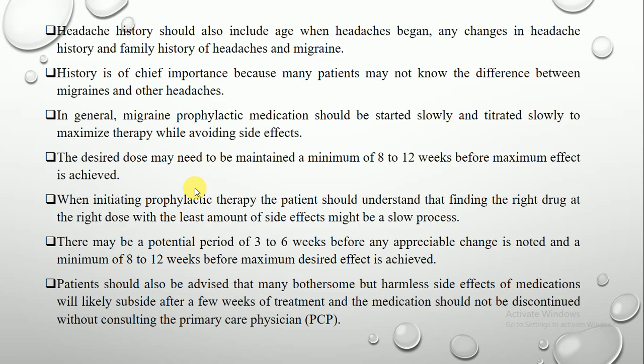Why are we going to treat a disease? In order to achieve the therapeutic effect. Therapeutic effect को achieve करने के लिए हम treatment करते हैं। When initiating prophylactic therapy, the patient should understand that finding the right drug at the right dose with the least amount of side effects might be a slow process. So this is clear that whenever you are going to initiate prophylactic therapy, it should be understood that finding the right drug at the right dose.